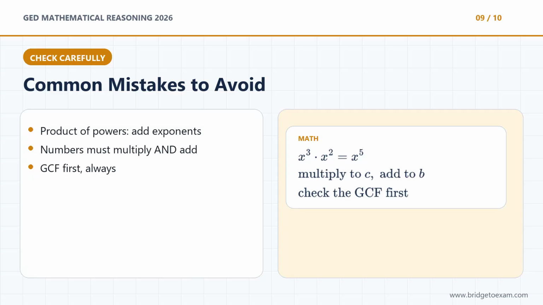3. Watch these traps. When you multiply exponents in a product, you add them, you do not multiply them. When factoring a trinomial, the two numbers must both multiply and add correctly, not just one. And always check for a greatest common factor before trying anything else.